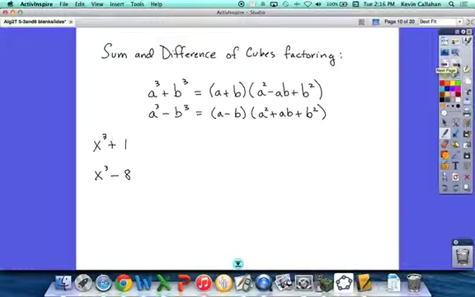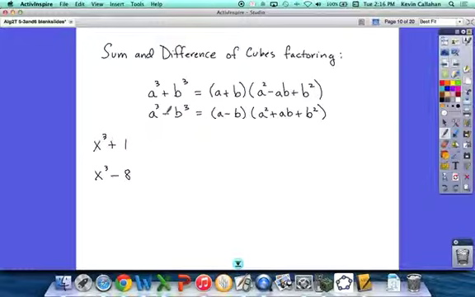Okay, that brings us to sum and difference of cubes. By the sum of cubes, it means the sum, the addition of two things that are cubed, right? And difference of cubes, it's a subtraction. And we have two formulas. They're almost the same, just a little different.